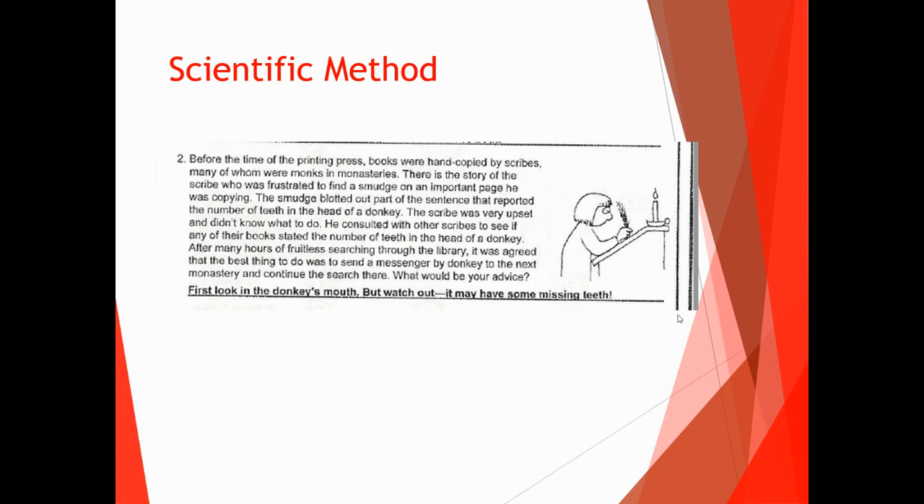He consulted with other scribes to see if any of their books stated the number of teeth in the head of a donkey. After many fruitless hours searching through the library, it was agreed that the best thing to do was to send a messenger by donkey to the next monastery and continue the search there. But what would your advice be? Well, most of you will probably have looked at this problem and said, well, why didn't they just look at the donkey's mouth? Okay.